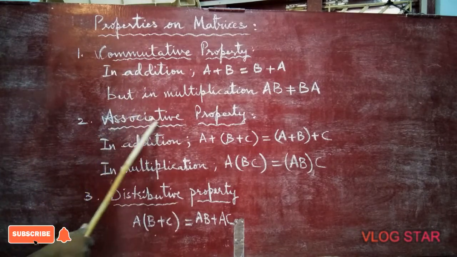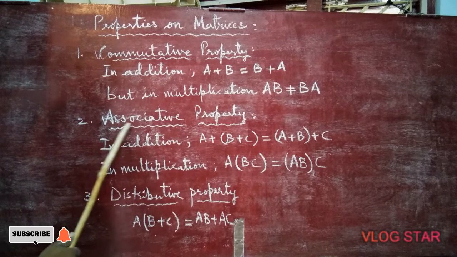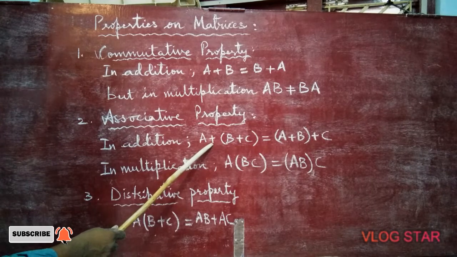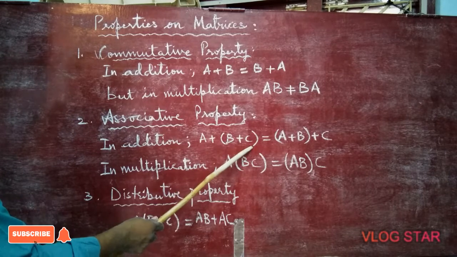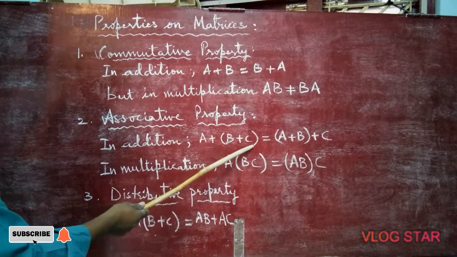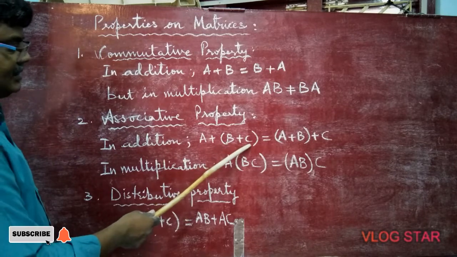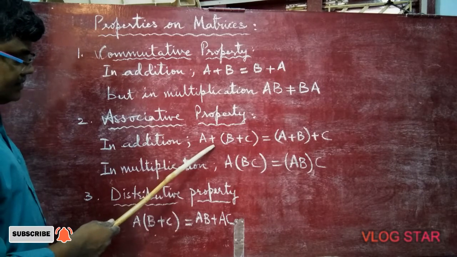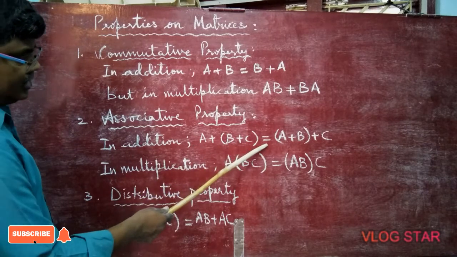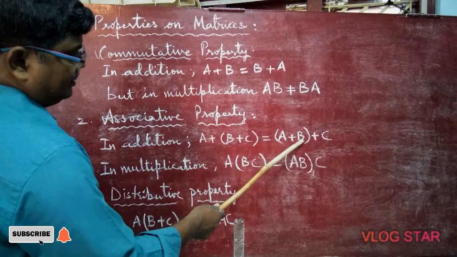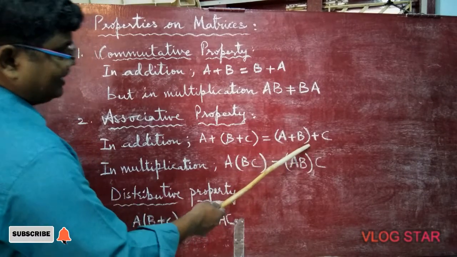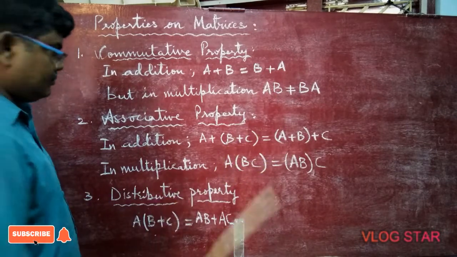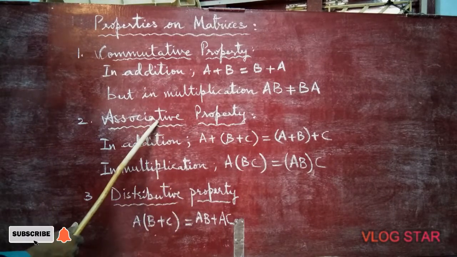Second one, associative property. What is the second property? Associative property. In addition, A plus, you have to pause, B plus C, because you are keeping these two in brackets. First you are going to add what is given in the bracket, B plus C. With this answer again you are going to add A. So how to read? A plus (B plus C) is equal to (A plus B) plus C. In RHS, this time you are adding A plus B first, then C. This is which property? Associative property.